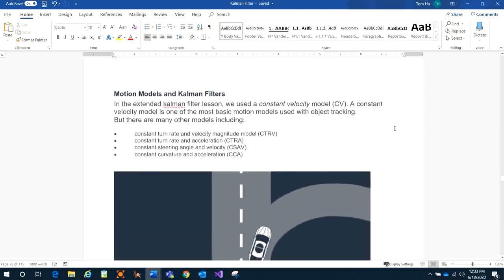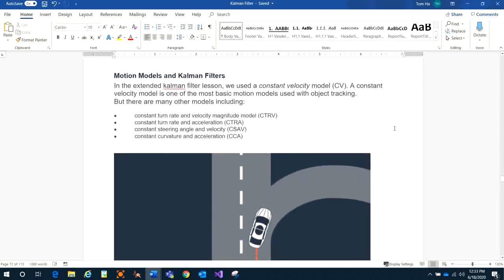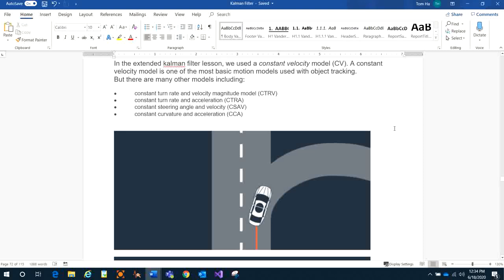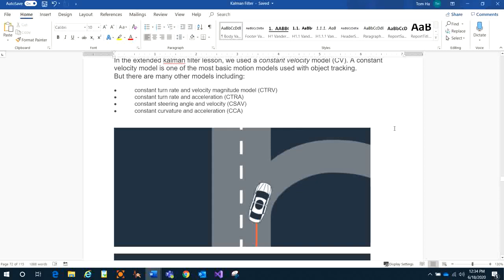So we already know the standard Kalman filter lesson. We use the constant velocity model to build up the model, right? A constant velocity model is one of the most basic motion models we use for object tracking. But there are many motion models. For example, the constant turn rate and velocity magnitude model, which we will call CTRV. We will go into this model in detail later. Another is constant rate and acceleration, or constant steering angle and velocity, or constant curvature and acceleration.